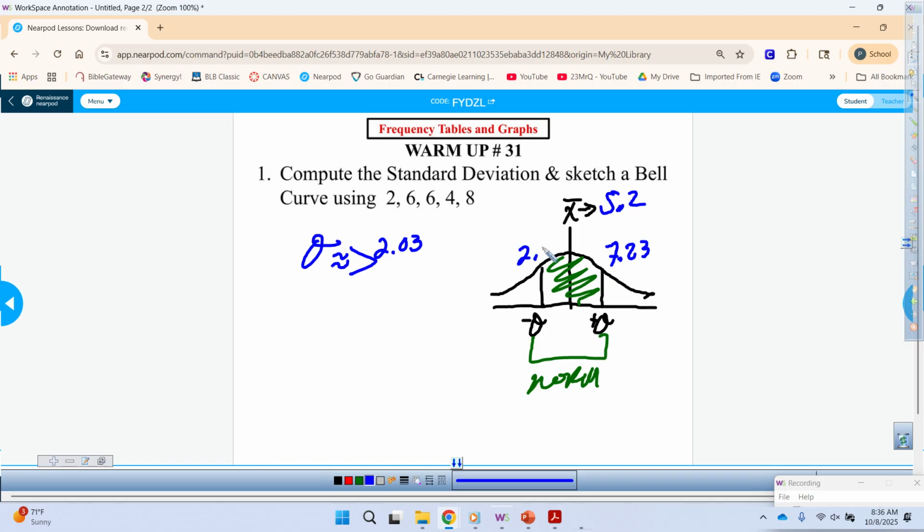3.17. Is that correct? Woo-wee. And what does that say in regards to the norm and these numbers? Tell your neighbor. What would be a conclusion according to those numbers and that norm from 3.17 to 7.23?